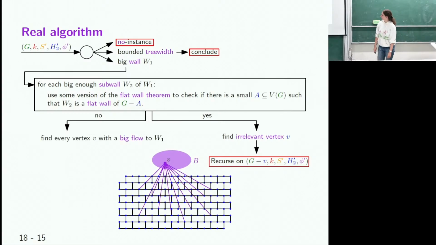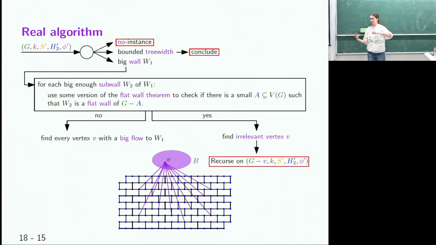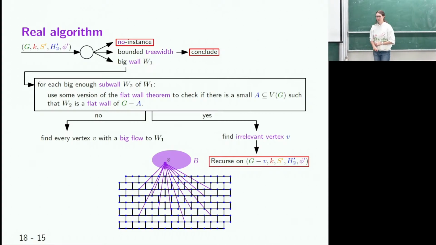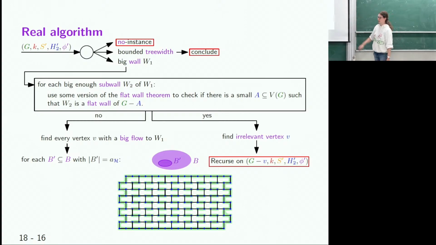If not, then you look at every vertex of your graph that is not in the wall, and you look at whether it has a big flow to the wall. All the vertices with a big flow, we put in a set B. And for every subset B' of B of size h, we do the following.